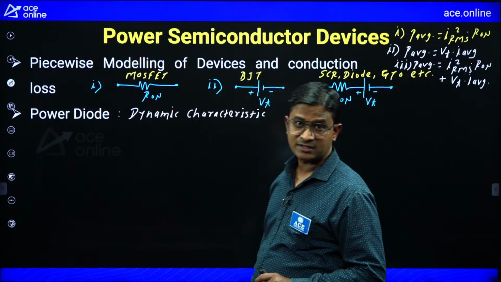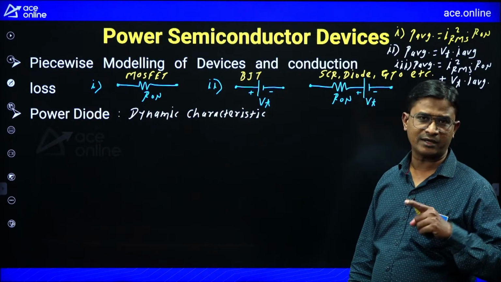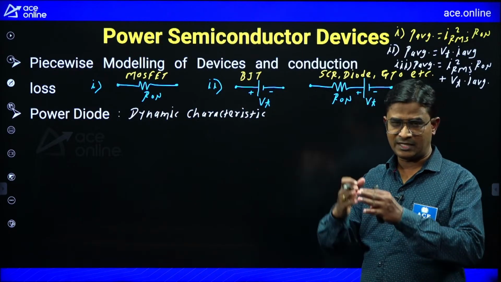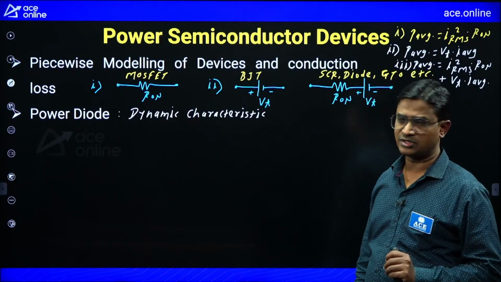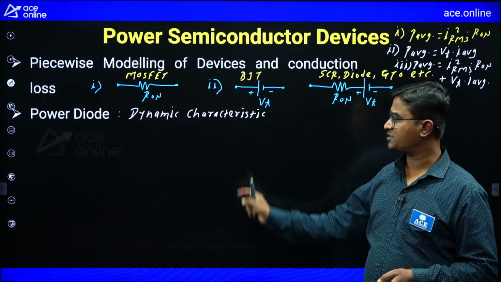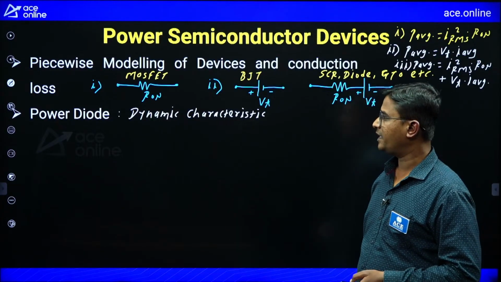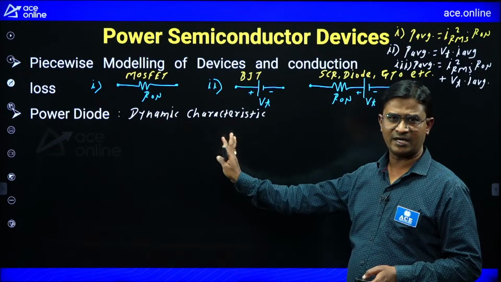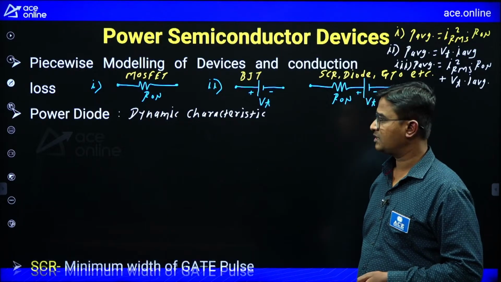In the dynamic characteristic, we have the expression for Qrr, the reverse recovery charge. That is nothing but the area under the triangle. So please go through the dynamic characteristic of the power diode. You can expect a question on it, and other than that, only theory questions you can expect.